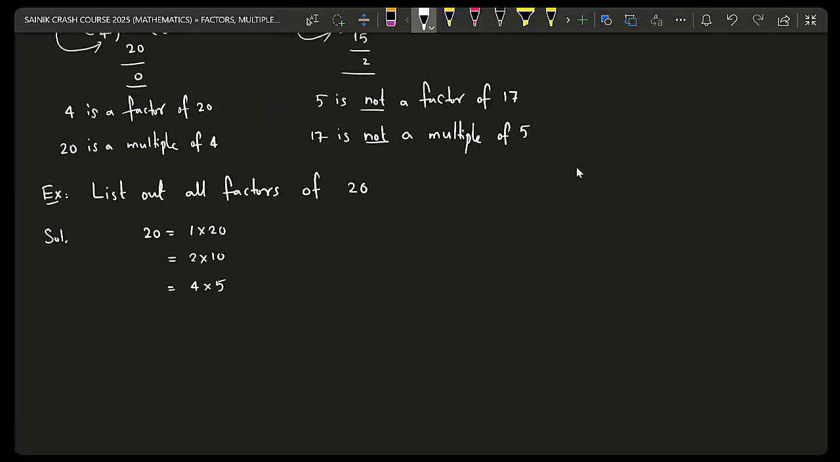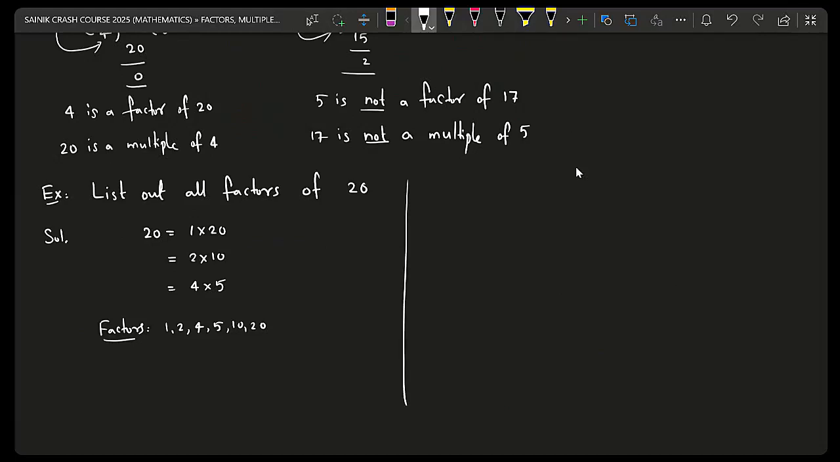Next, it's also divisible by 5, but the 5 repeated already. So whenever repetition starts, you can stop writing the products and then you can write all the factors of 20. You get the factors in ascending order. So in this order we are going to write 1, 2, 4, 5, 10, 20. So these are all the factors of 20.